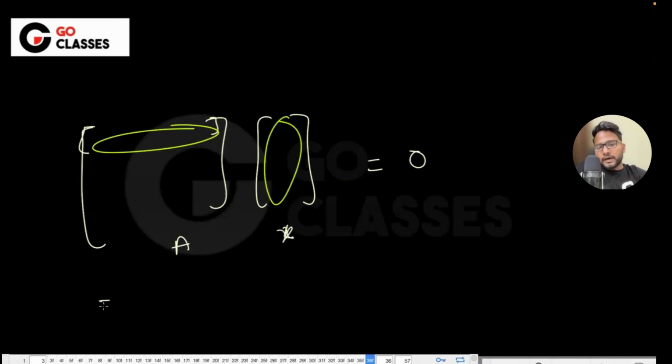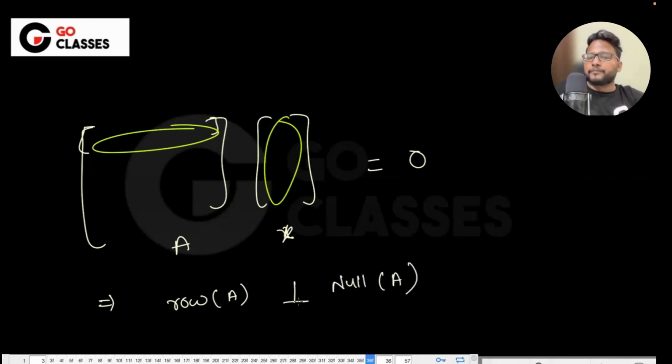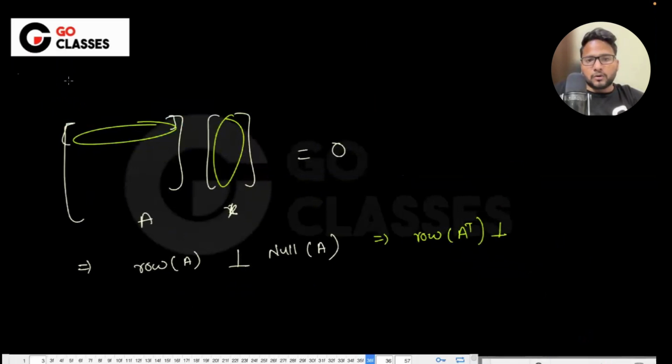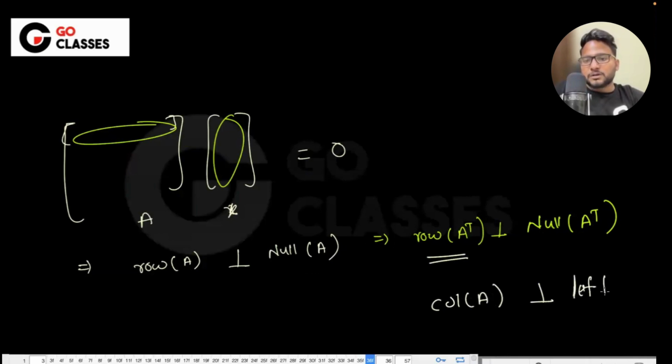We have already seen that the row space of A is always perpendicular to the null space of A, right? And if you take the transpose of this, then the row space of A transpose is also perpendicular to the null space of A transpose. I mean, this is true for any matrix actually. If it is true for A, then it is true for A transpose also. It means the column space of A is perpendicular to the left null space of A transpose, right?